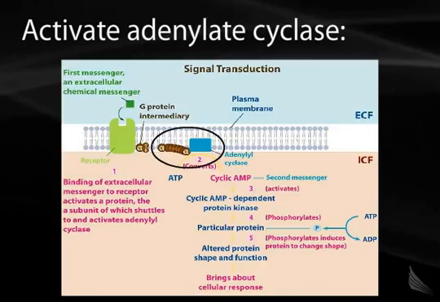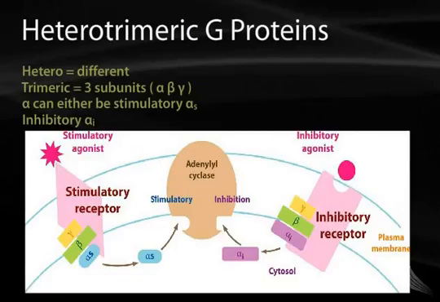G proteins will then interact with adenylate cyclase, and when they interact, they will do this via what's known as their alpha subunit. That subunit and its interaction with adenylate cyclase is shown on this slide. So on the left, we have what's known as a stimulatory receptor. That is, this is a receptor that is bound to a G protein and will ultimately activate adenylyl cyclase. The mechanism by which this happens is shown here.